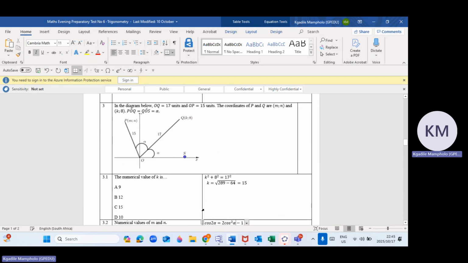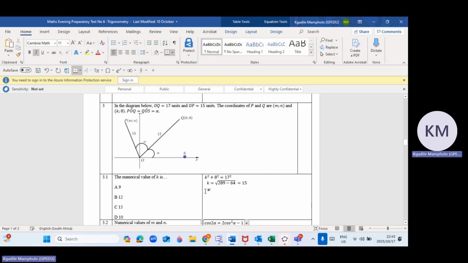Now, number 3. In the diagram below, OQ is equal to 17 units and OP is equal to 15 units. The coordinates of P and Q are (m, n) and (k, 8), and angle POQ equals angle QOS, which is equal to alpha. Now, first calculate the numerical value of k.